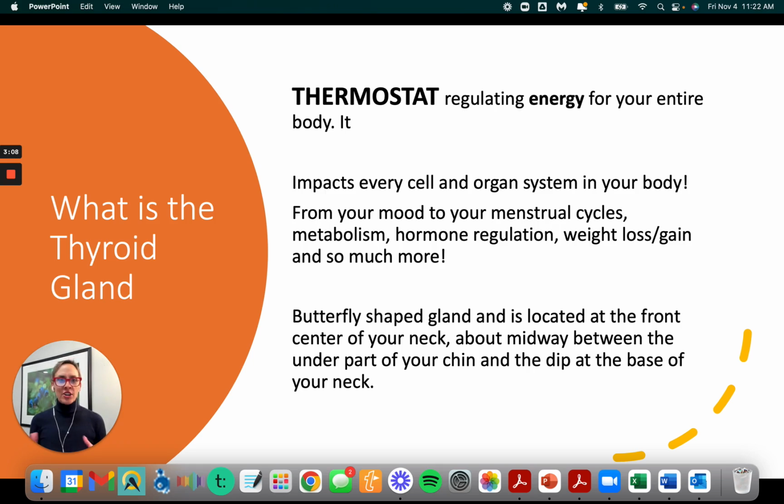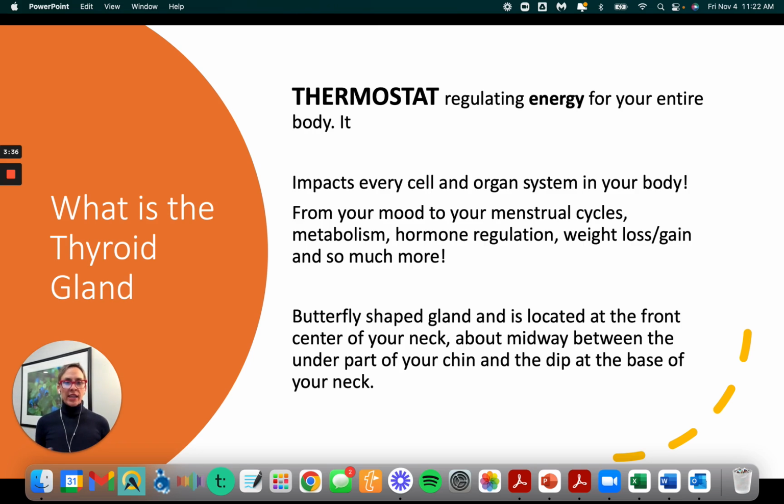So let's get started. What is the thyroid gland? The thyroid gland can be thought of as a thermostat to regulate energy for the entire body. It has an impact on every cell and every organ system of the body, from your mood to your menstrual cycles, metabolism, hormone regulation, weight loss, weight gain, and so much more. It truly does impact all of our cells.